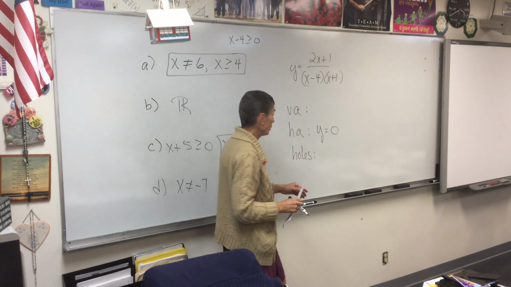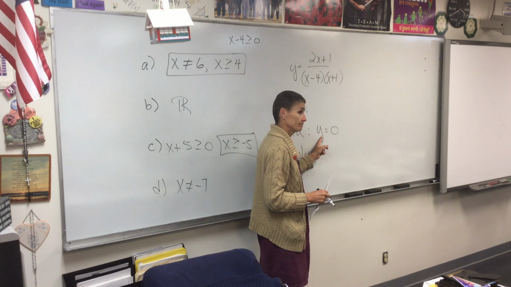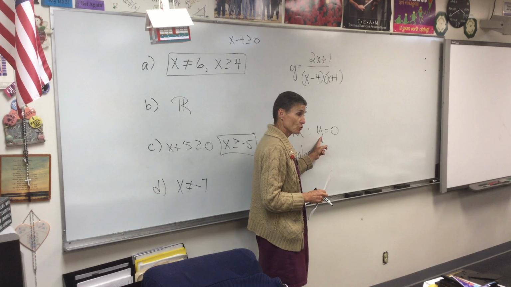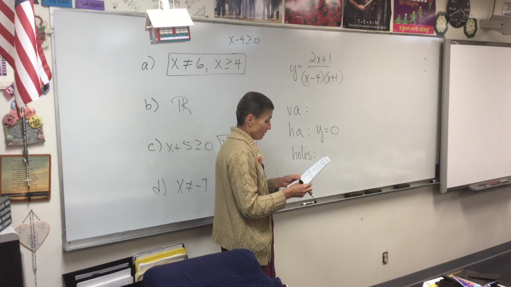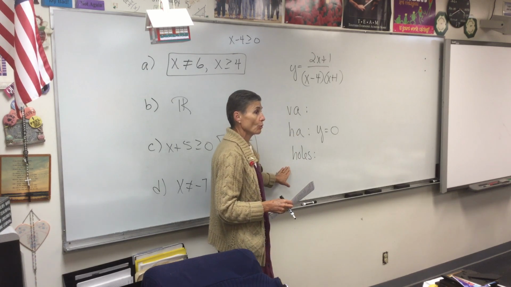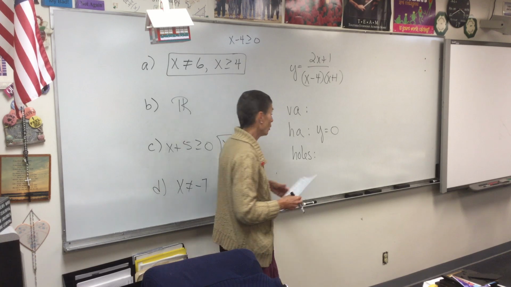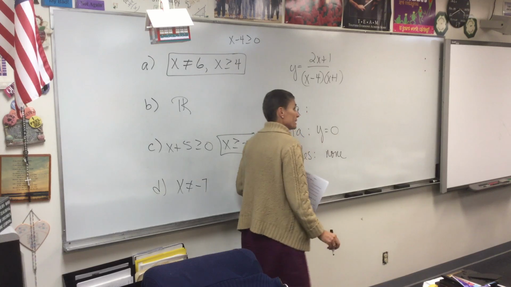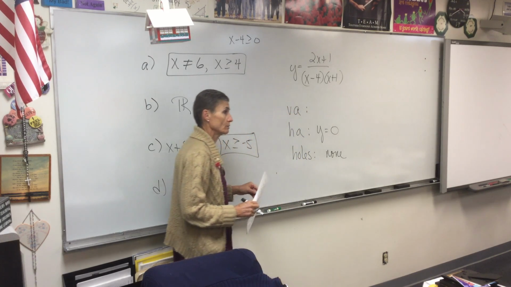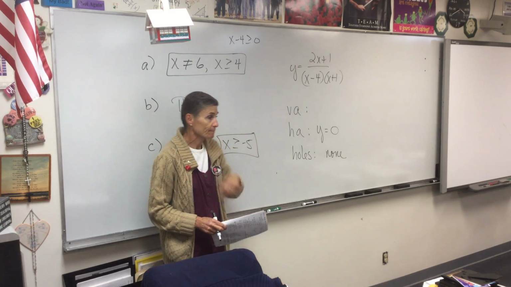And I've been telling you all along, if you don't put a letter here, you're going to lose half a point. Make sure you say y equals. All right, what about vertical asymptotes or holes? No holes, Asia. And why are there no holes? Let's write the word none. Why are there no holes? Because I didn't do this. Cancel.